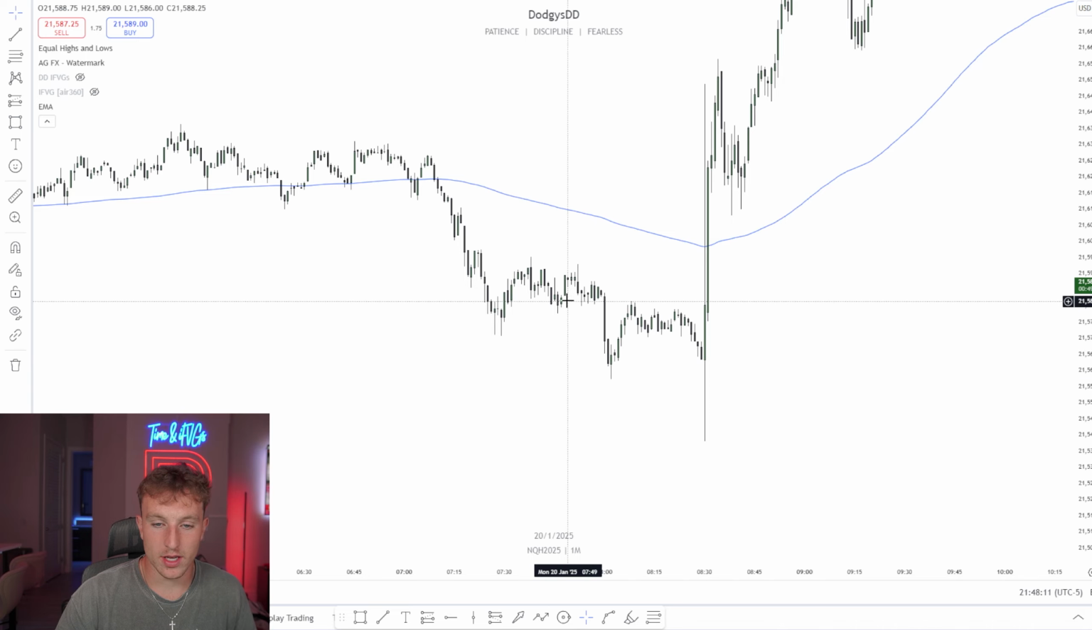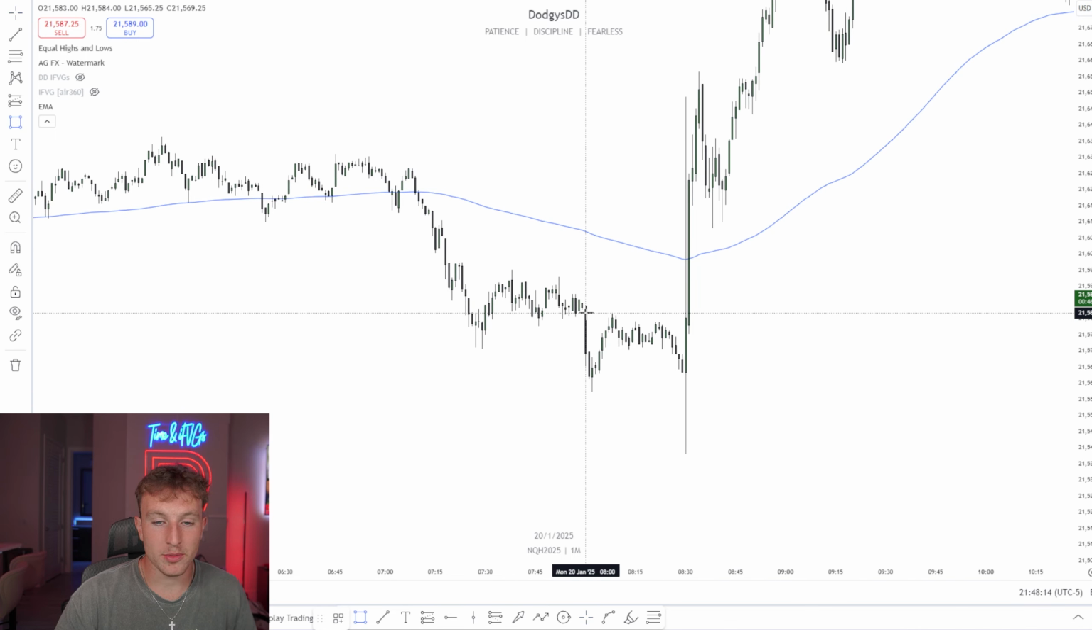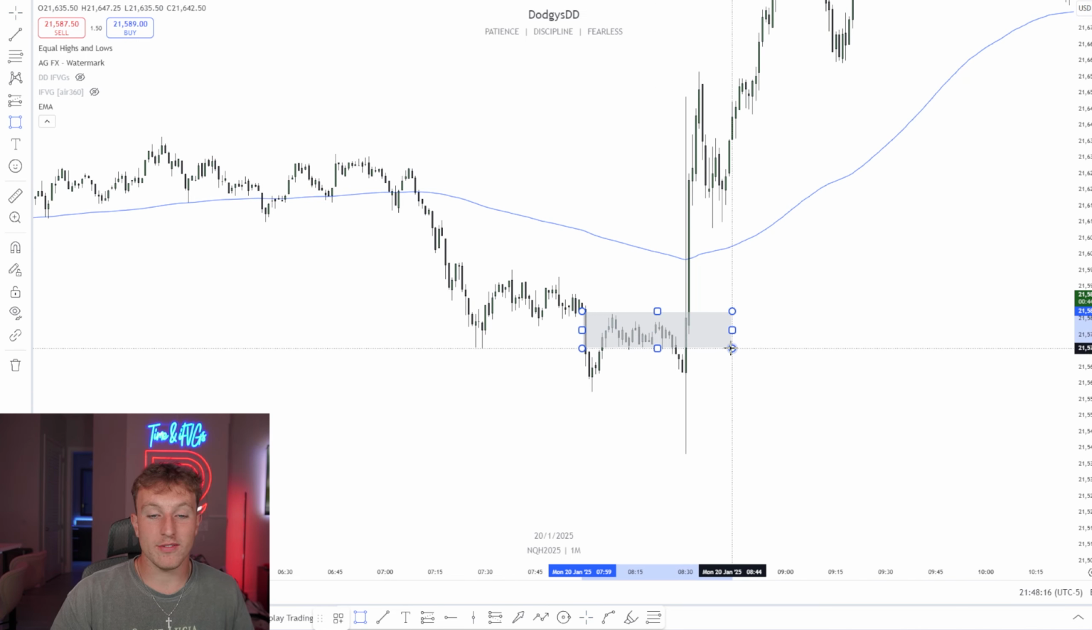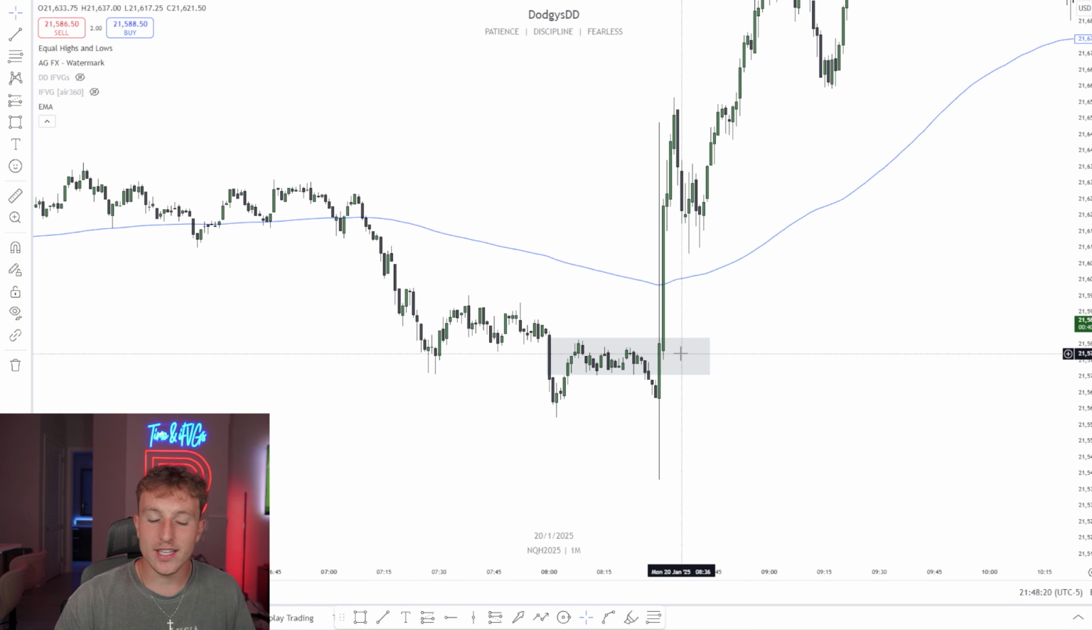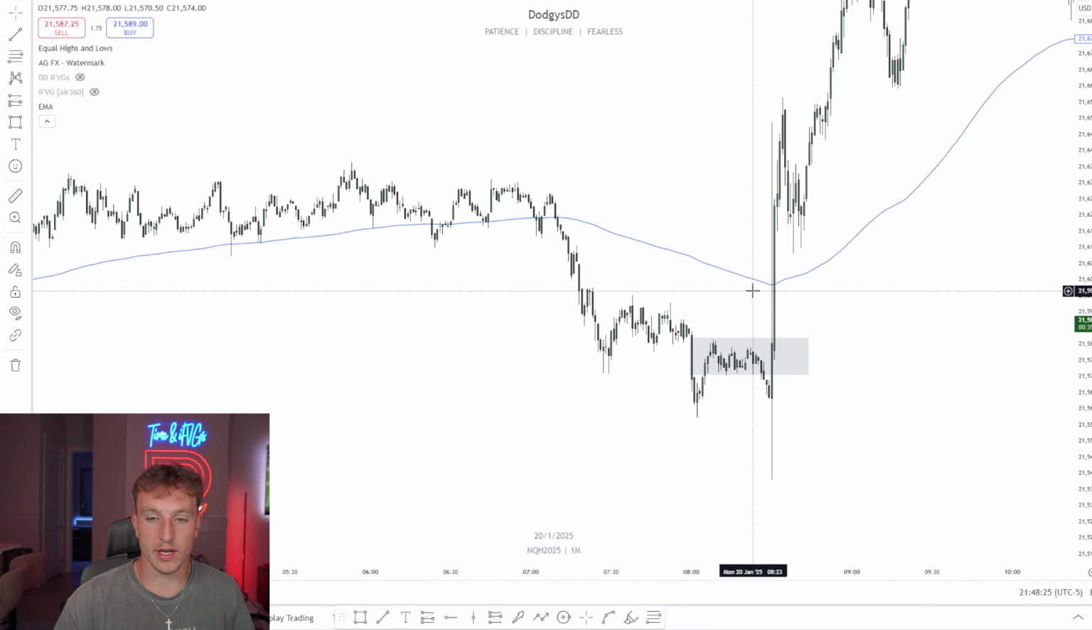Let me show you guys another example. So another example is right here. Now, this inversion never ended up triggering. It ended up closing way up here, blah, blah. But let's say it did trigger, it would have been a good long because we're relatively below the 200 EMA.